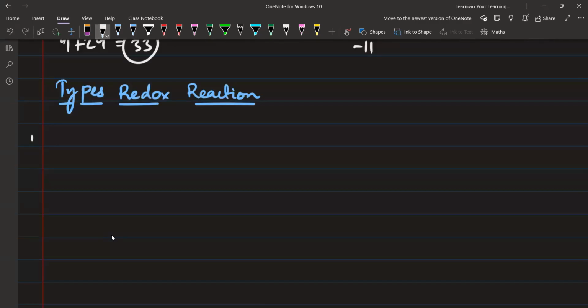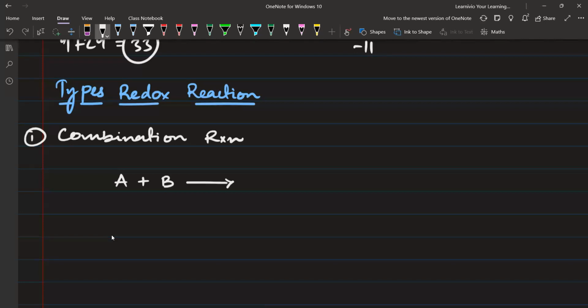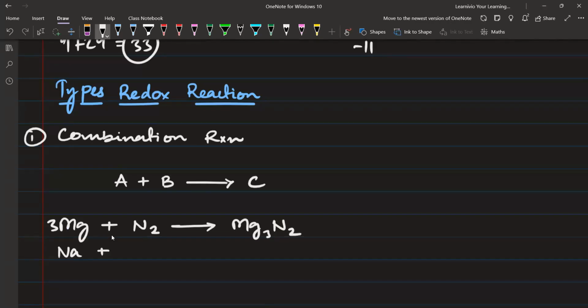Types of redox reactions: number 1, we have the combination reaction. In a combination reaction, you will have A plus B and it will give you a single product. What is the identification mark of a combination reaction? You get a single product. For example, Mg plus N2 gives you magnesium nitride. If you balance it, 3Mg. And sodium plus H2 gives you sodium hydride.